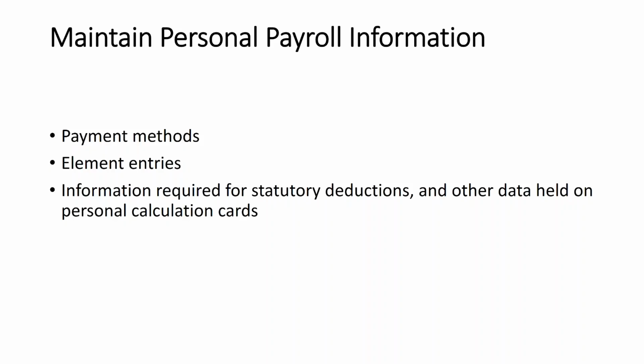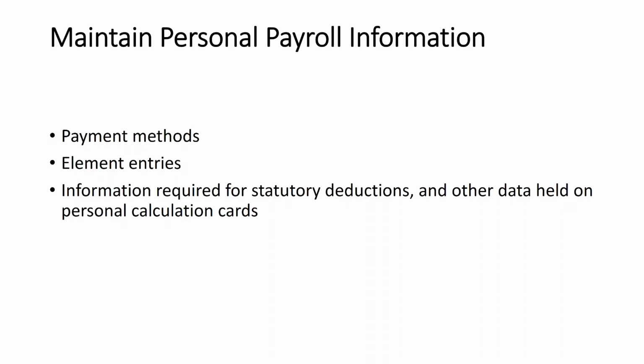Then you can check the element entries. Element entries are like if everybody has got the salary elements, if everybody has the time card records, leave records if required. So once again, for this kind of verification, you can give them a report. Information required for statutory deduction and the calculation card.